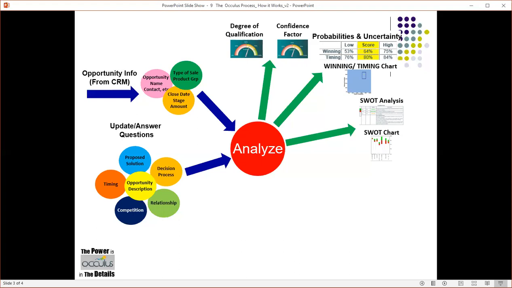Similar to the probabilities uncertainty, there's also a video available which goes into much more detail about the SWOT chart, and I would encourage you to read that.